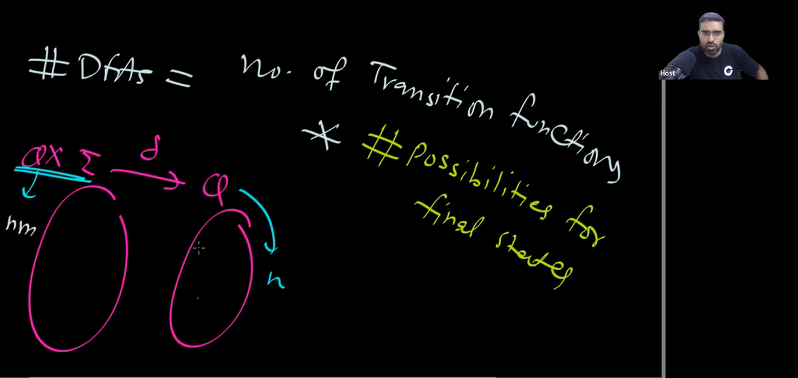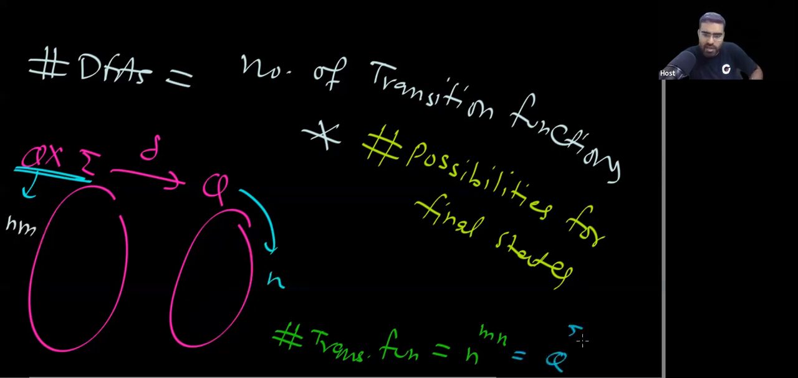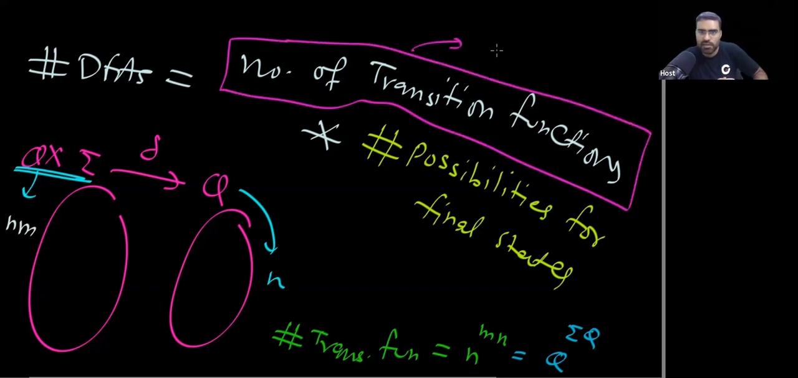Okay. So very simple. So tell me, how many transition functions are there? So the number of transition functions will be N power Mn. Yes or no? For simplicity, you call it Q only. It's like this, Q power sigma Q. Yes or no? So the number of transition functions will be N power Mn. That simply means Q power sigma Q, meaning size of Q power something like this. I hope this point is clear.